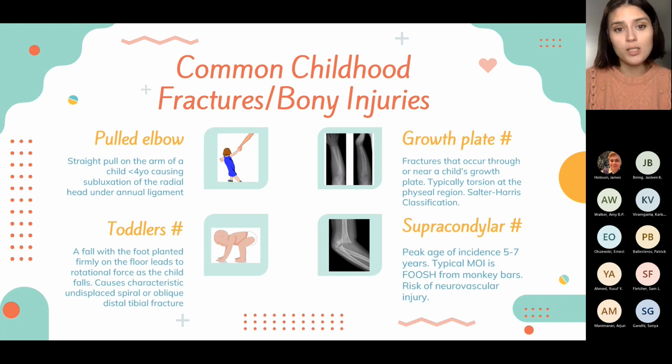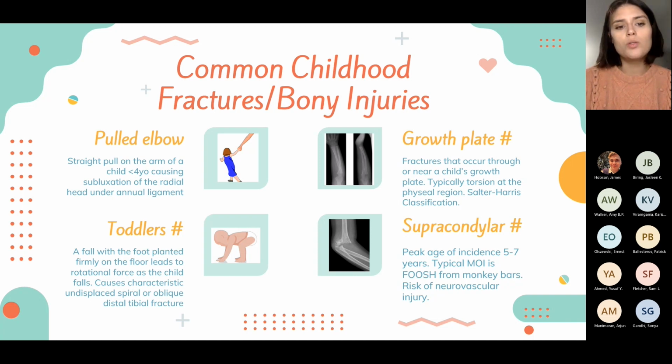Then growth plate fractures. So these are fractures that come through the growth plate. I'll discuss a little bit on the next slide about the different types of that. And it's because your growth plate hasn't finished forming and is still a bit softer, so it's more likely to go through, so it's quite common in children. And it's typically a torsion type injury, so a twisting motion.